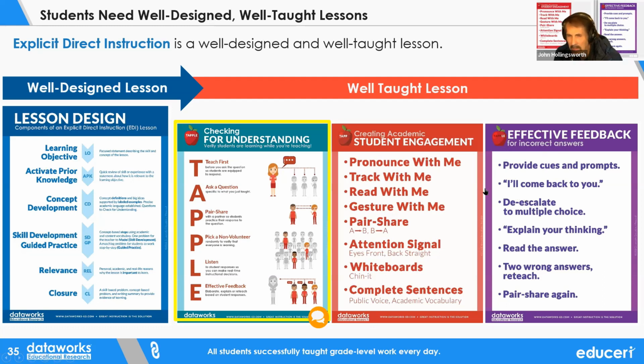Here's one good one I may have mentioned last time. Let's read the second bullet together. Ready, go. I'll come back to you. And this is a great one when students are maybe stuck or they're not quite ready, or somebody says, I'll come back to you. Listen to those students and say, I'll come back to you.